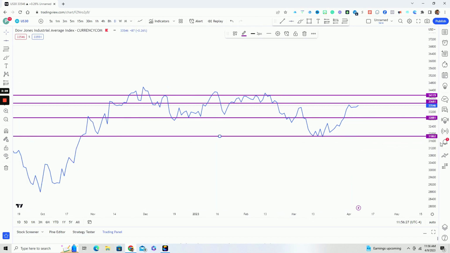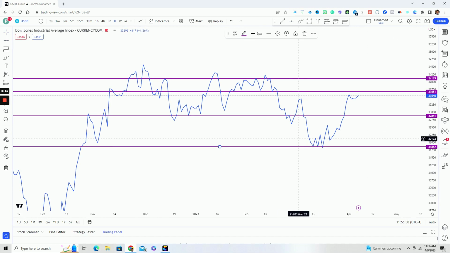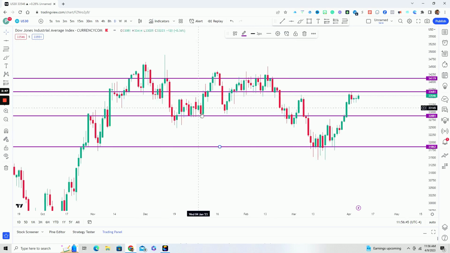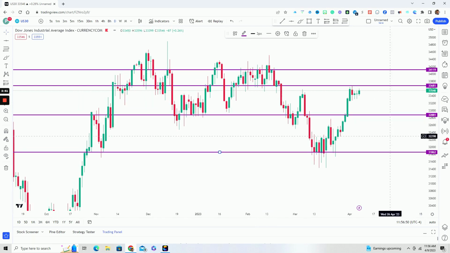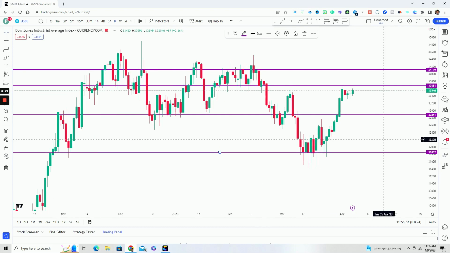So I can see by using the line chart method where price has gone to on this daily and either bounced off as support or stopped as resistance. Then what I like to do is switch this back to our candles, just so you can get a big ballpark idea about these larger areas, right? These are the zones that I like to play.